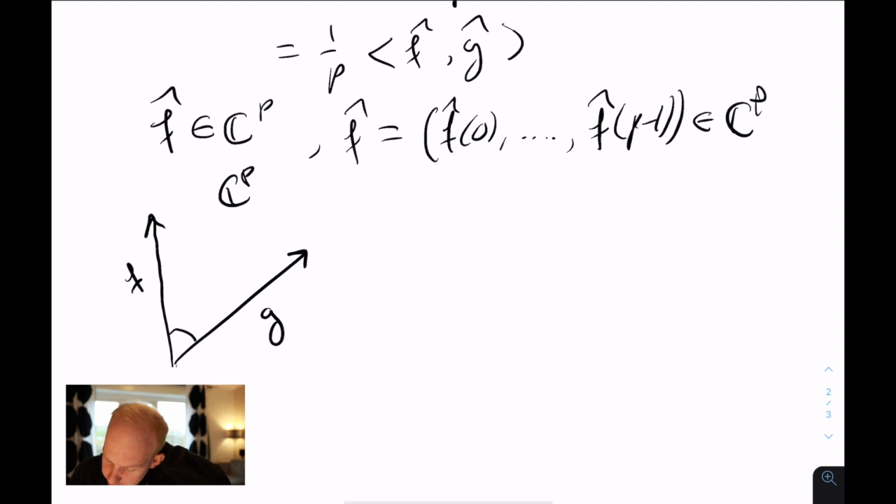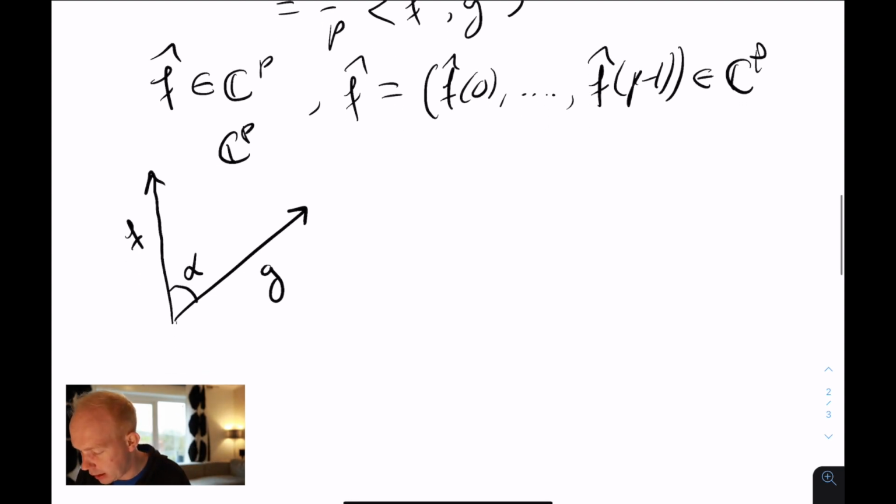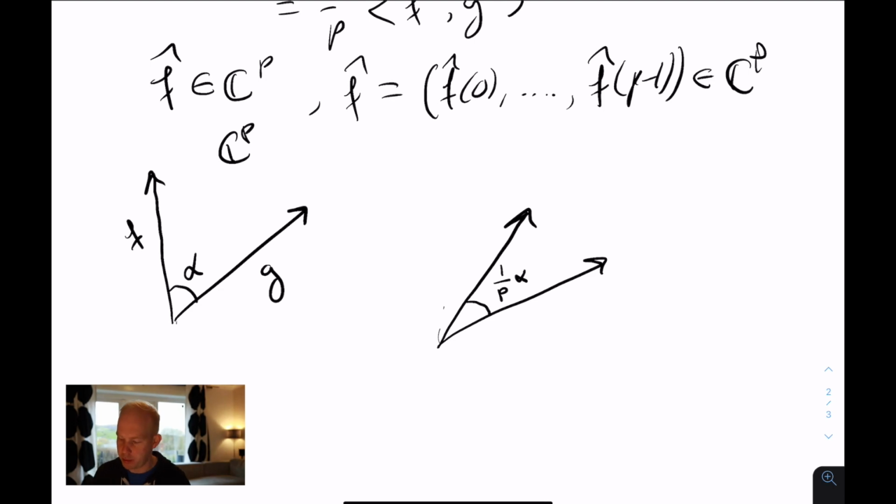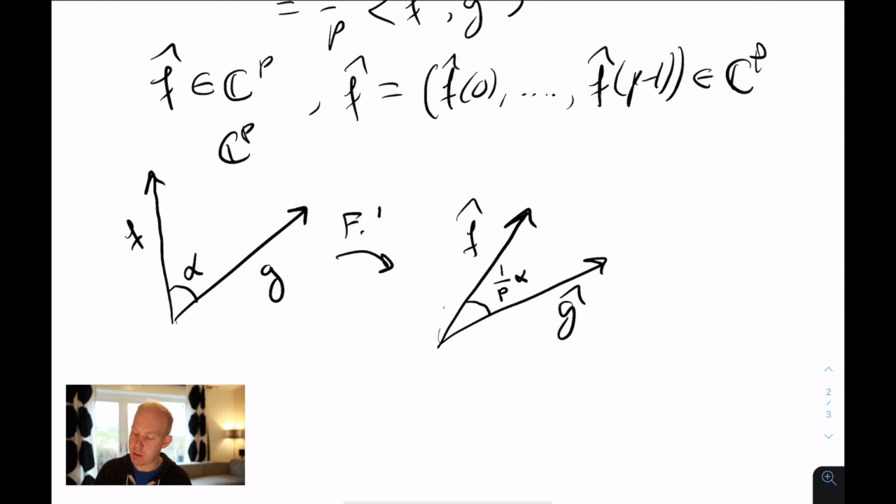then in some sense this angle is almost preserved, in the sense that it just depends on the group. So if you have the Fourier transform here, you get the same angle, but you have to multiply it by this constant. So in some sense, if this is the angle alpha, then you could say that this is 1 over p alpha. So it's only a constant multiple of this, these two angles that depend on what happens to the Fourier transform.